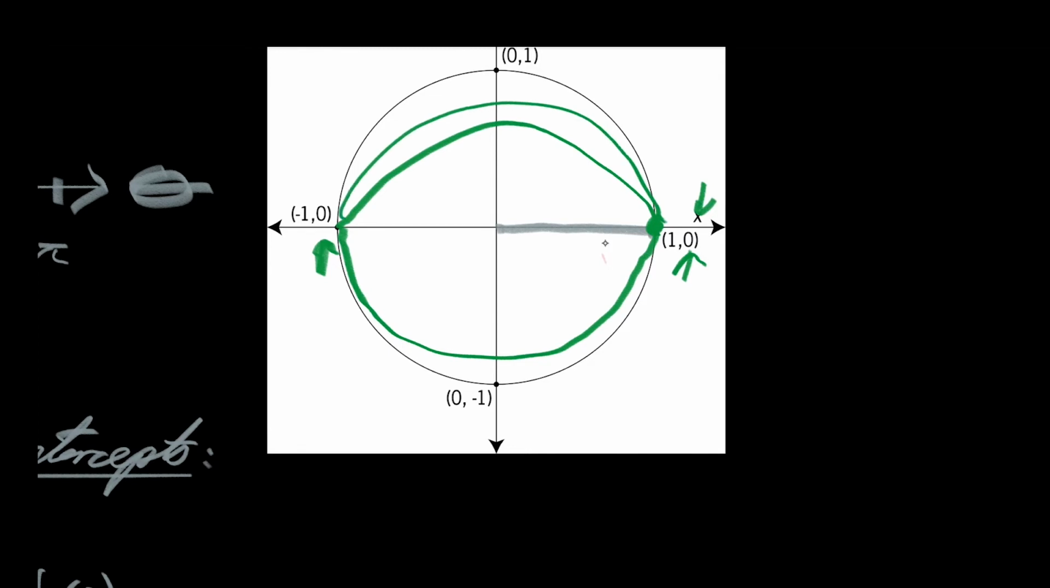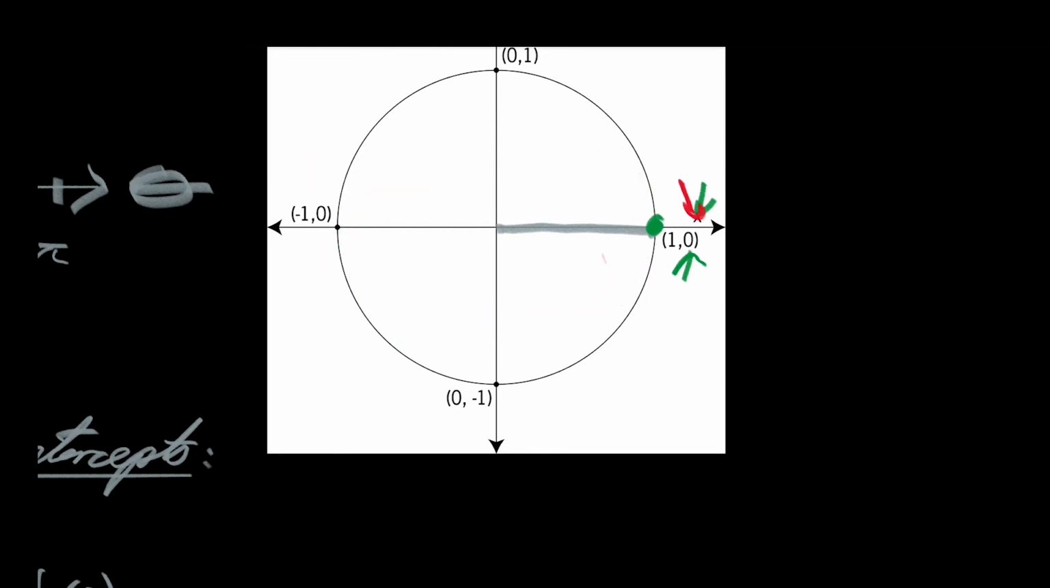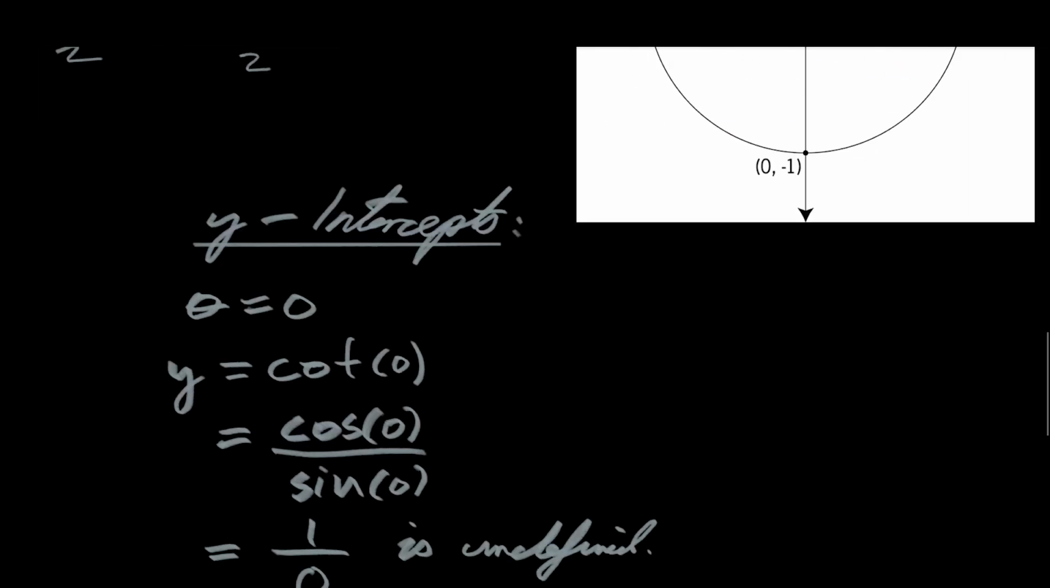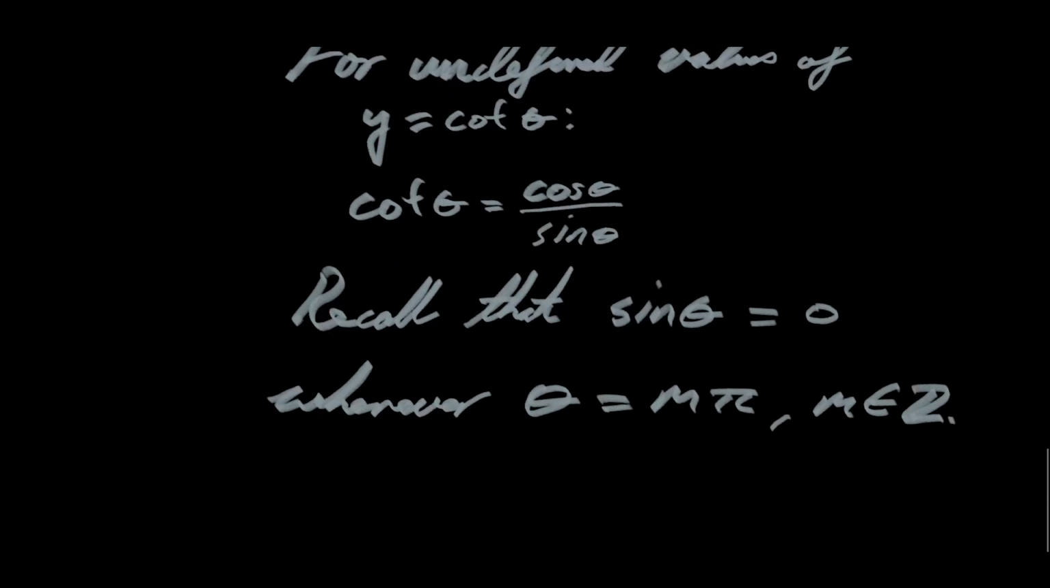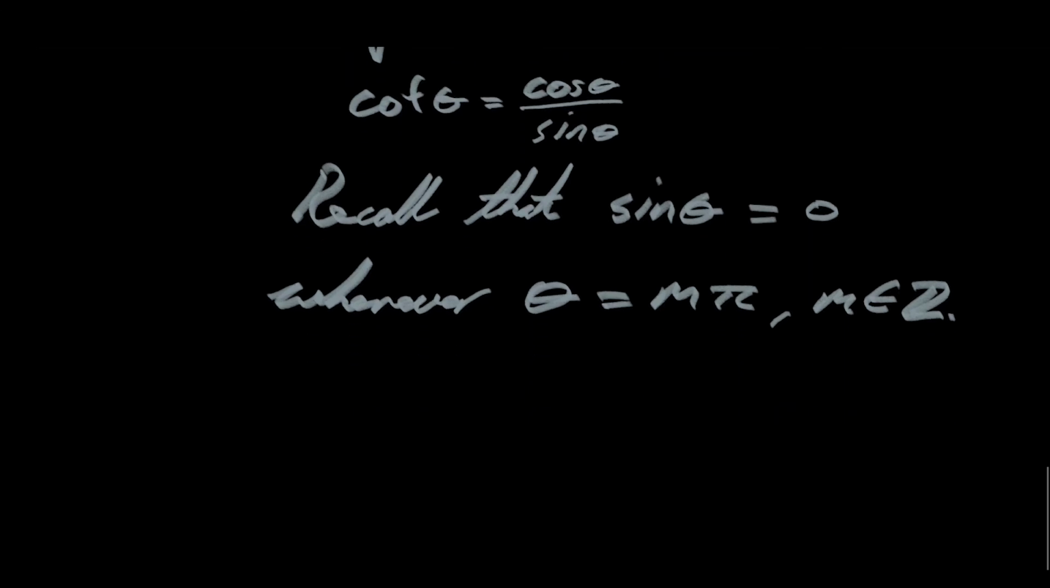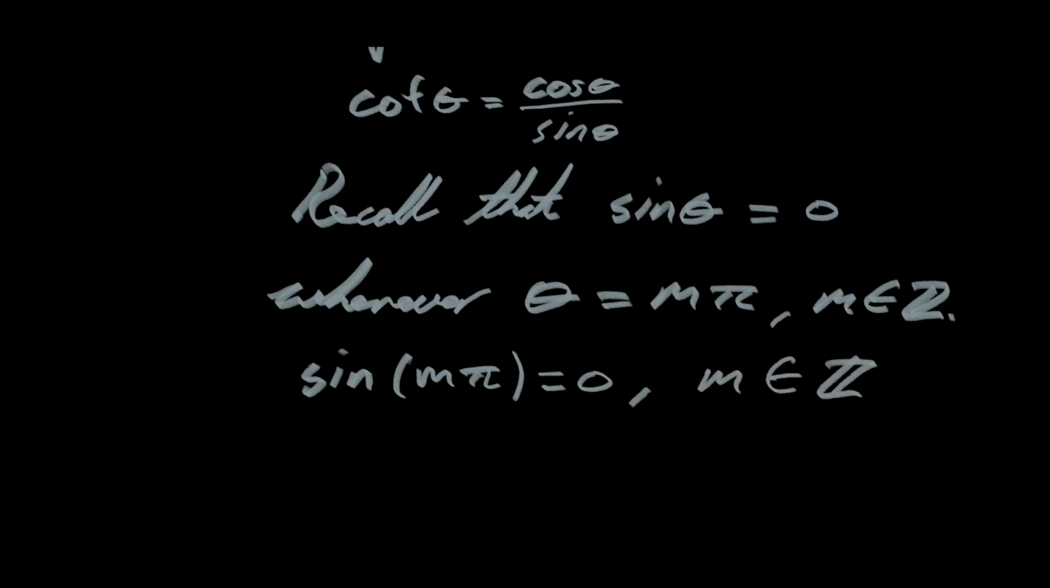And if we headed in the opposite direction, from 0, where sine of 0 equals 0, sine of negative pi is going to equal 0, sine of negative 2 pi, still going to equal 0. Okay, so if theta takes any integer multiple of pi for its value, sine of theta is going to equal 0. In other words, sine of m pi equals 0 for any integer m, right?